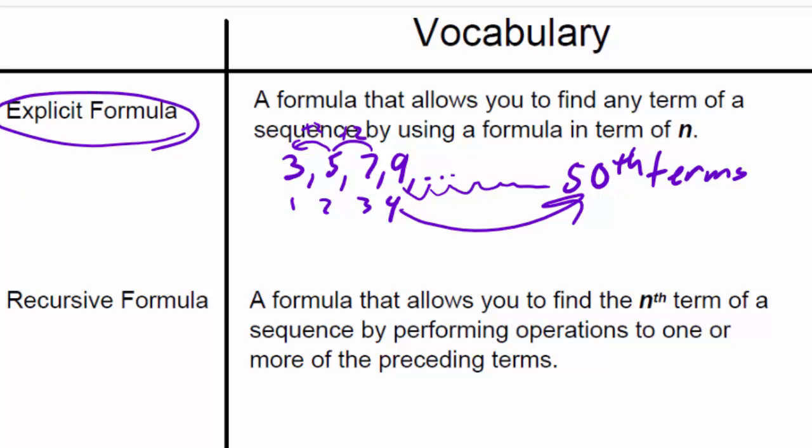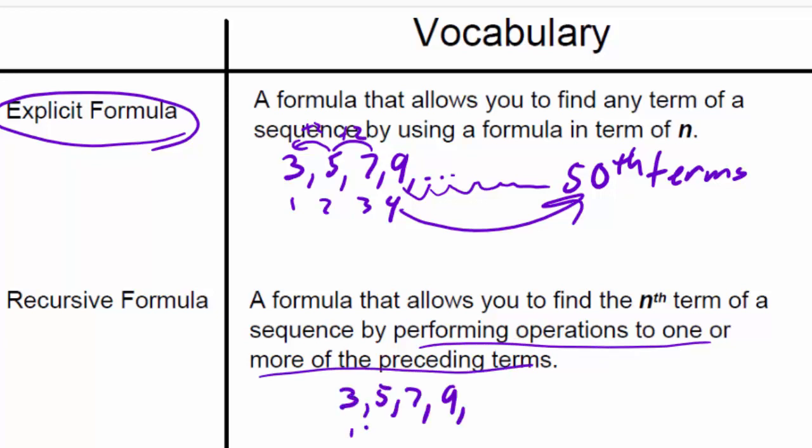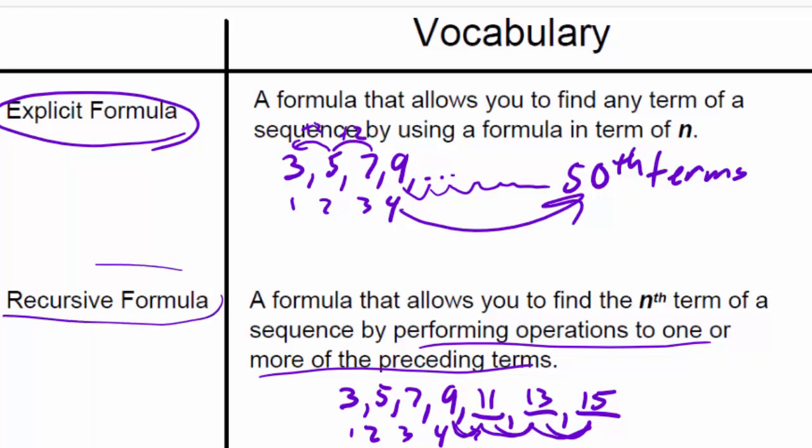Now, a recursive formula allows you to find the nth term of a sequence by performing operations to one or more of the preceding terms. So if you use the same example as above, if I want to find the 7th term, I would put a 5th, a 6th, and a 7th, and I would just add 2 here, and I would get 11. Add 2 here, I get 13, and add 2 here, and I get 15. And that repeated pattern of adding the same number over and over again is called recursion, and we create a formula to represent that called the recursive formula.